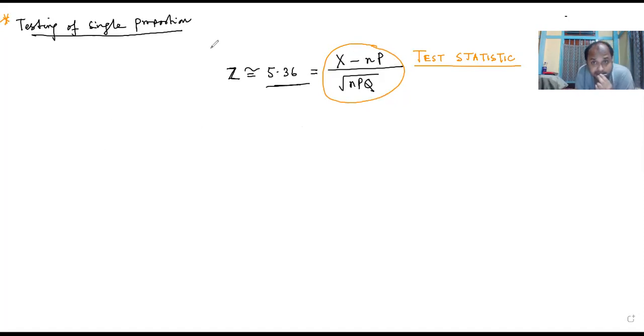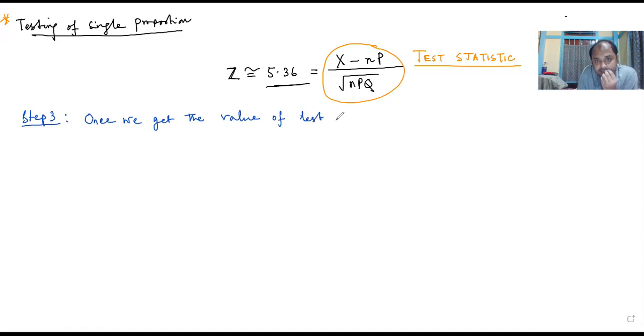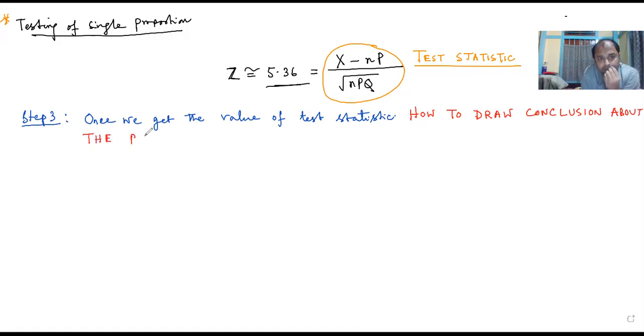The second important point, we can call it step number 3, is that once we get the value of the test statistic, the question is how to draw a conclusion about the population. How to draw a conclusion about the population.